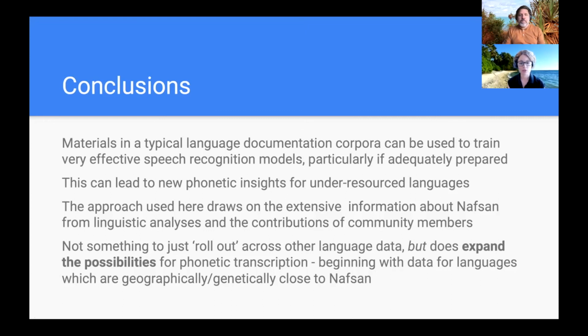And the approach that's been used here really draws on the extensive information about Nafsan from the linguistic analyses and the many contributions of community members. So it's not something that can just be rolled out across other language data without knowing anything about those languages.